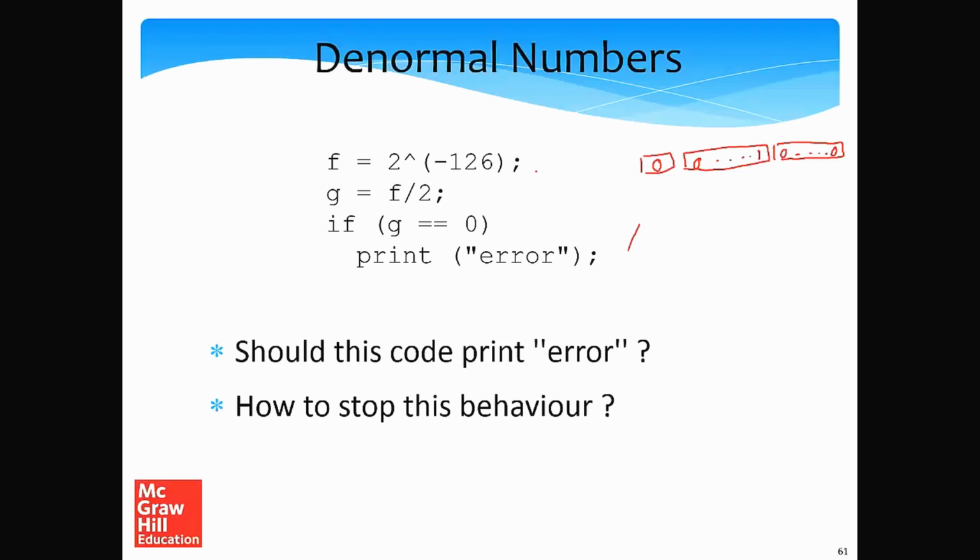Now let's consider the next statement: if g is equal to 0. So the question is, what is the value of g? If g is equal to 0, let's print error. Should this code print error, and do you think this is the right behavior? Well, intuitively no, right? Let me write a big no over here. Intuitively no, because f is a positive number, and g is the same positive number divided by 2. It is not equal to 0. So there is no reason to conclude that g is equal to 0 and print error. But we also don't have a representation for g. So we somehow need to solve this situation.